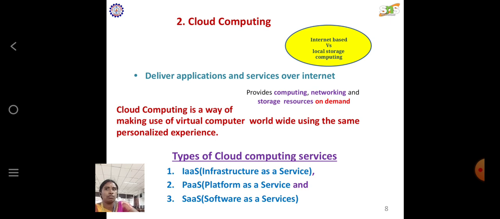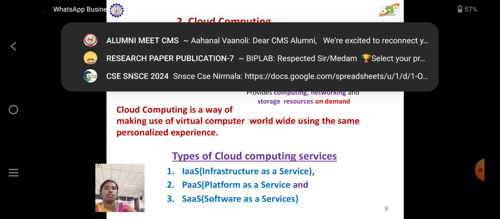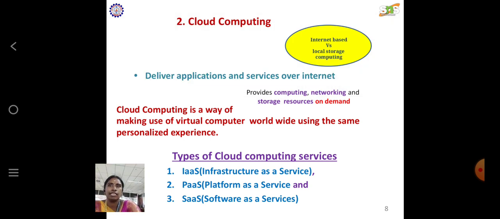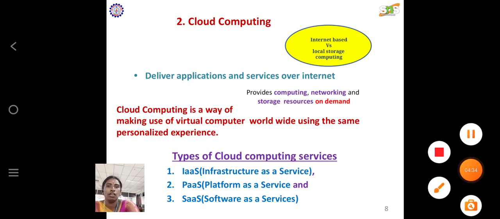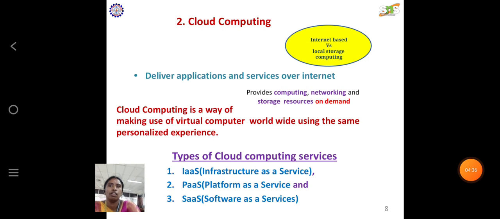And then cloud broker may be defined as an entity that manages the use, performance and delivery of cloud services and negotiates the relationship between cloud provider and cloud consumer. And then cloud carrier is an intermediary that provides connectivity and transport of cloud services from the cloud provider to cloud consumers.